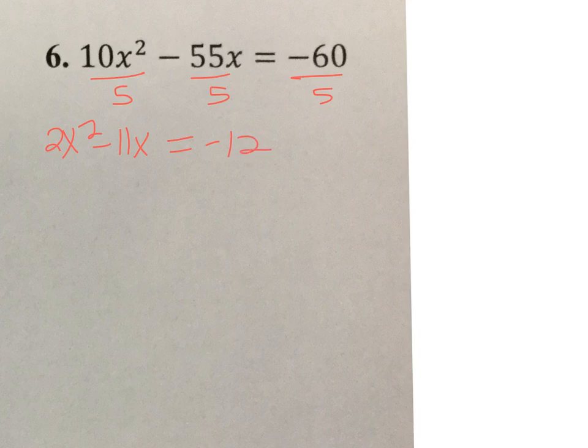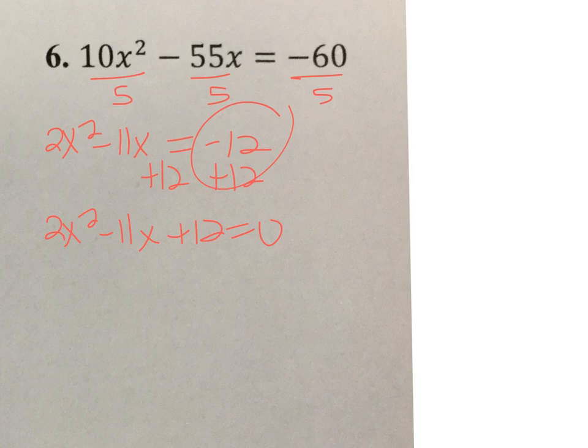Well, I don't have a c, and the reason for that is because my c has come over here. We need to move it with a and b, okay? So I'm going to add the 12 over here, and I'll have 2x squared minus 11x plus 12 equals 0, okay? So, step 2, we need to make sure that we multiply a times c and get a table of values. So 2 times 12, which is 24.